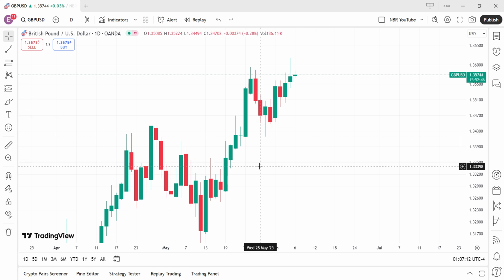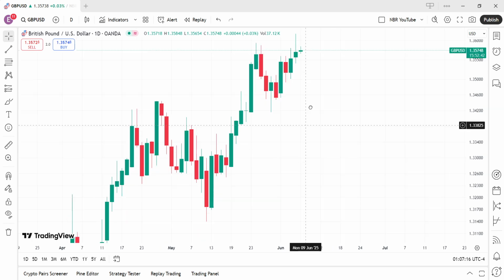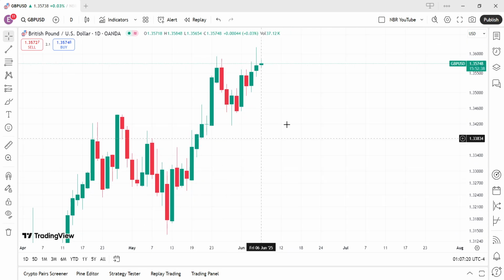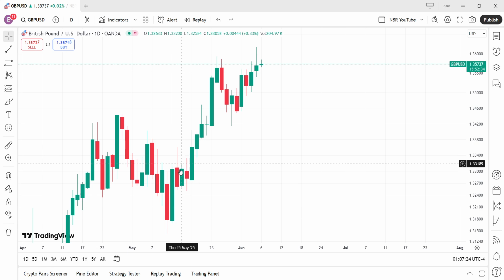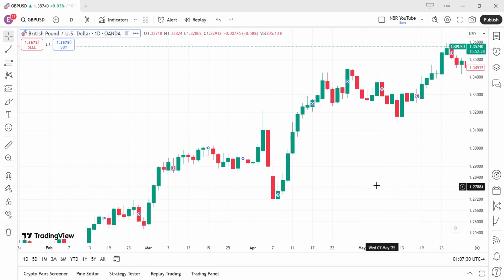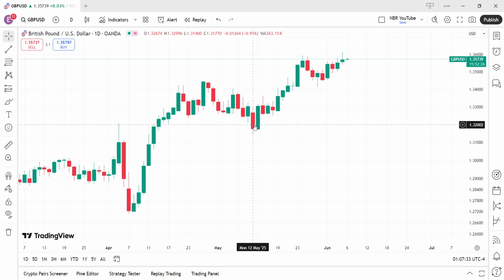So today I am on the British pound US dollar daily time frame. I will again be selecting the most recent swing high and most recent swing low. But now on data that has already happened, I'm not going to select the last data as I did with the USD JPY.